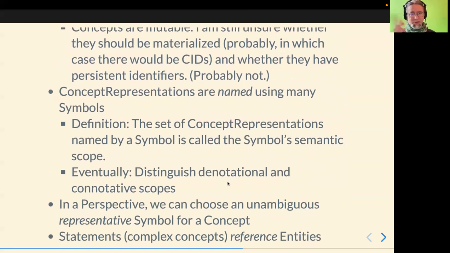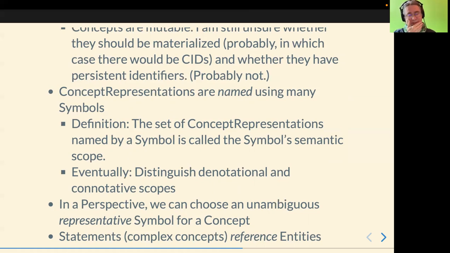There's, of course, still the many-to-many relationship between concept representations and symbols. And I insist on concept representation. What's the relation between symbols and concepts? I think it should be inferred from that. And just as a name, because I'll need it, the set of concept representations named by a symbol, I'll call that the symbol's semantic scope. It's just a name for the set defined that way. And eventually I'll want to distinguish notational, explicit, and implicit connotative scopes, but that's not there yet.